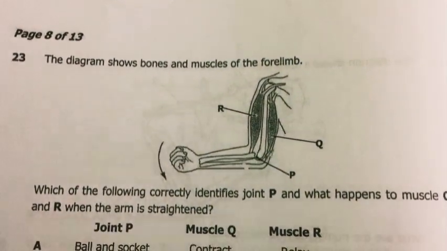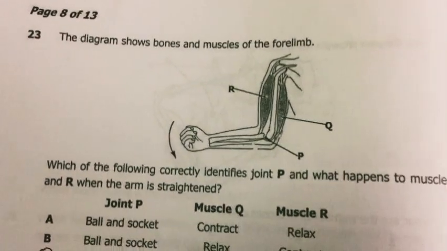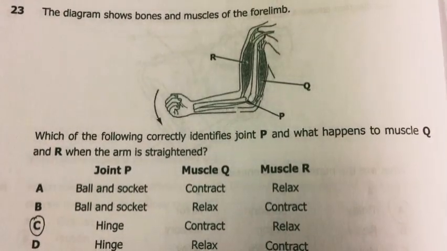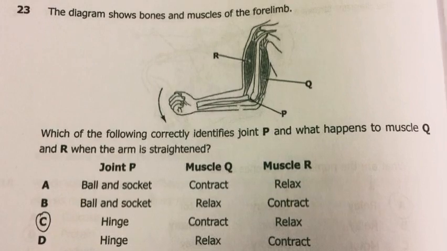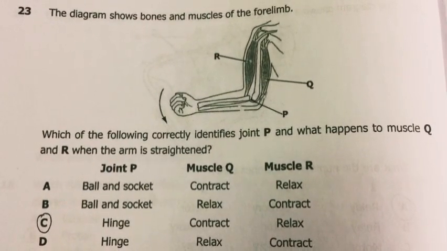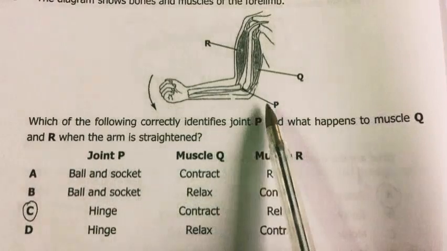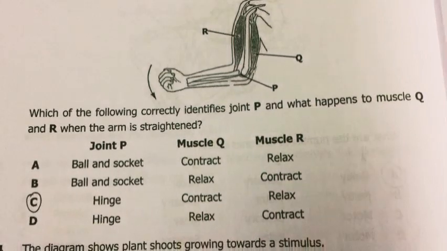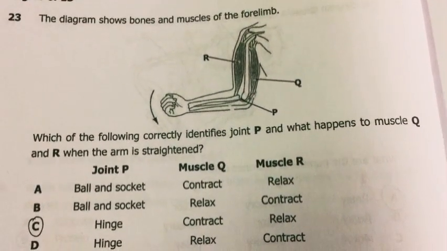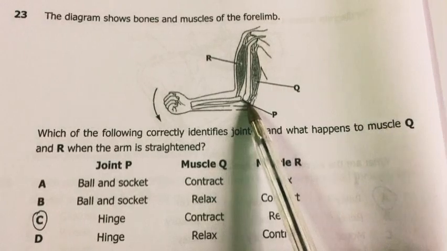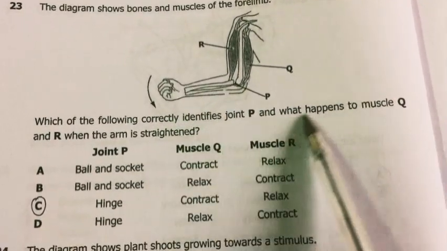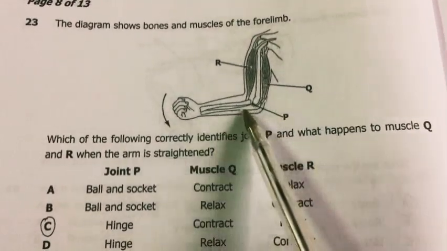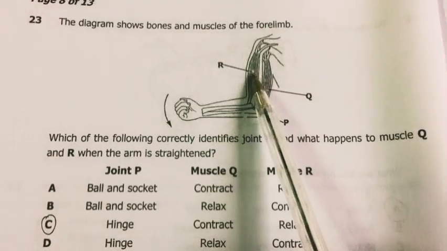The diagram shows bones and muscles of the forelimb or the front limb. Which of the following correctly identifies joint P, and what happens to muscles Q and R when the arm is straightened? Joint P is a hinge joint. Quite right, it's a synovial joint, but it's a hinge joint. Look at the answers and how the question is phrased. This is a hinge joint, it only moves in one plane. If your arm can go all the way up to this end, then there's something wrong with you. So when the arm is straightened, this muscle contracts and this other one relaxes.